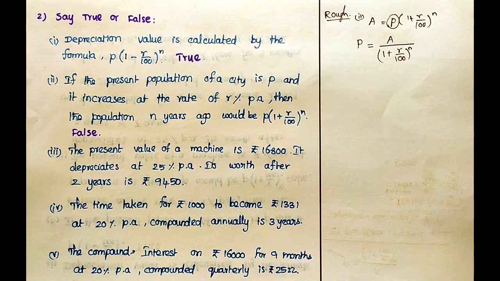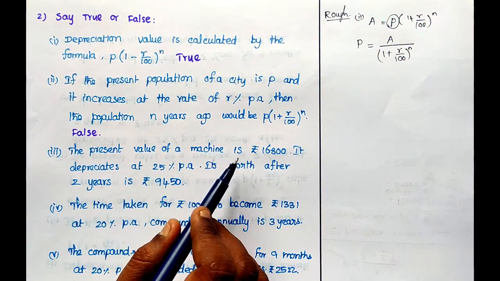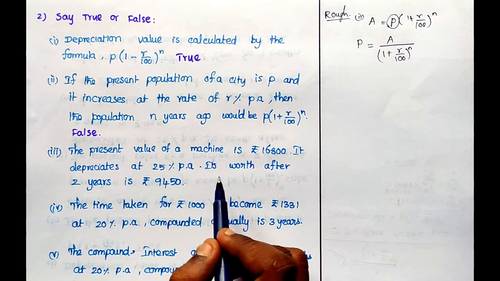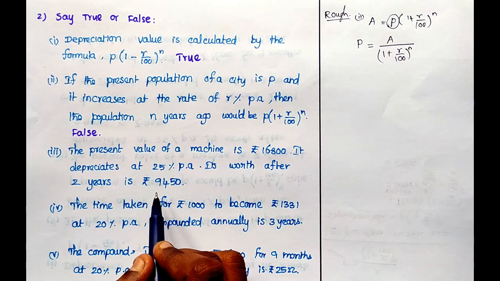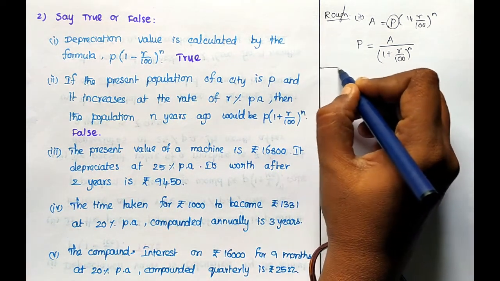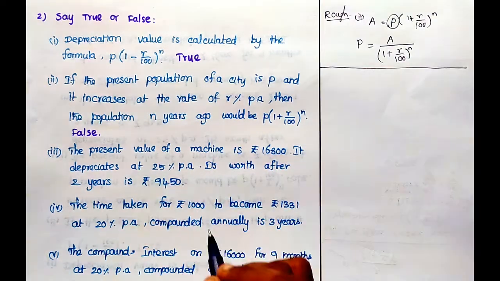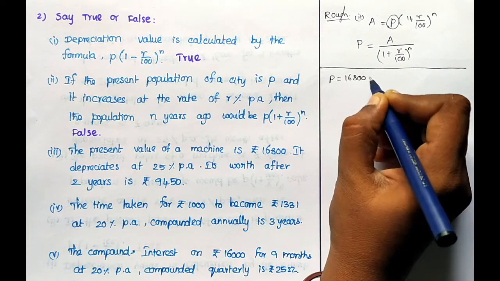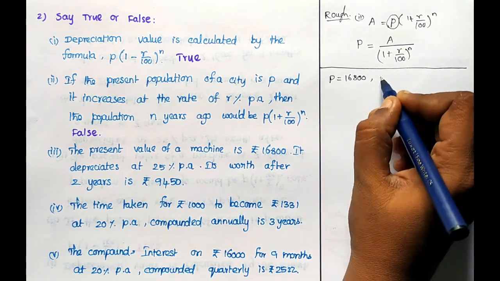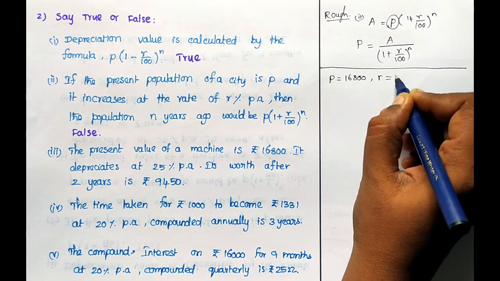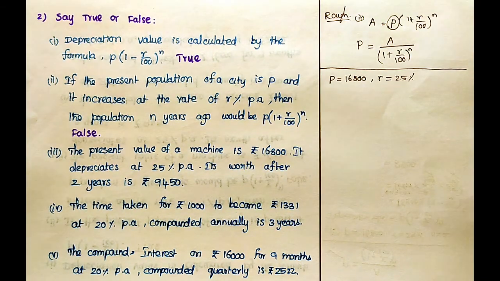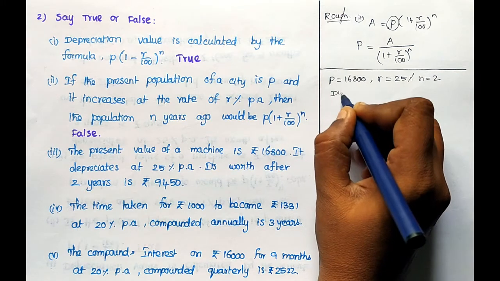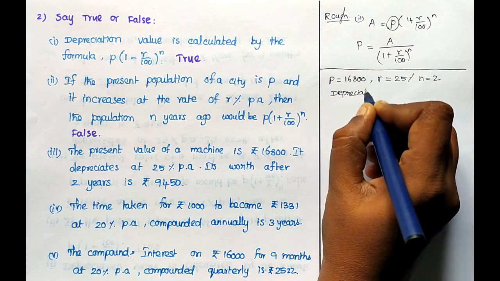Next one, the present value of a machine is 16,800. It depreciates at 25% per annum. Its worth after 2 years is rupees 9,450. Listen. They given P equal to 16,800 present value, and rate of depreciation is 25%. So number of years n equal to 2. Now depreciation value, how will you find out?